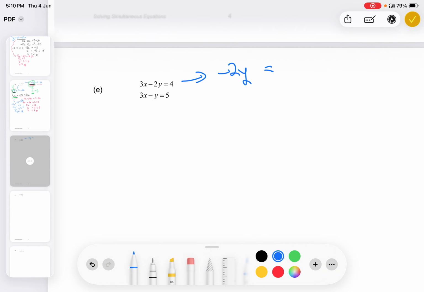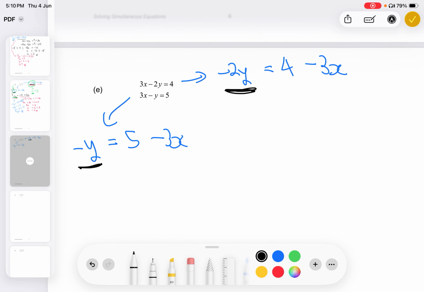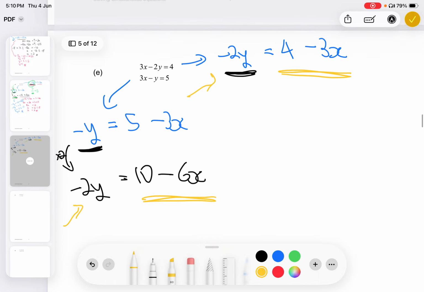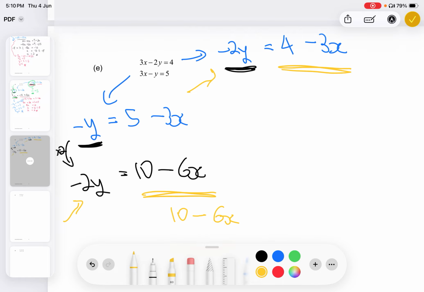This minus 2y is 4 minus 3x. This is negative y is 5 minus 3x. So for this case, they are not the same. This negative 2y, this negative y. I times 2 to this, then it will become negative 2y, which is the same. I times 2, this is 10 minus 6x. I times 2 to every term. Then with this, right, these two terms will be the same. You see this part? So 10 minus 6x equals to 4 minus 3x.